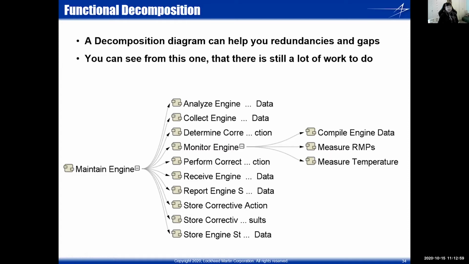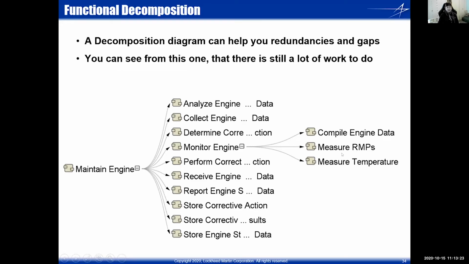As I worked on decomposing my activity diagrams, the modeling tools keep track of those relationships too. So I had a diagram that said my system was supposed to maintain the engine, and then under maintain engine, I had all these activities. Under monitor engine, I had these activities. And so I have my functional decomposition here.